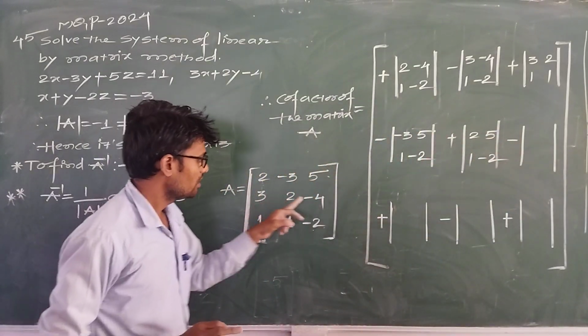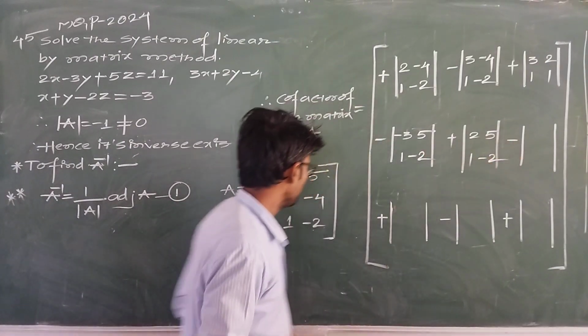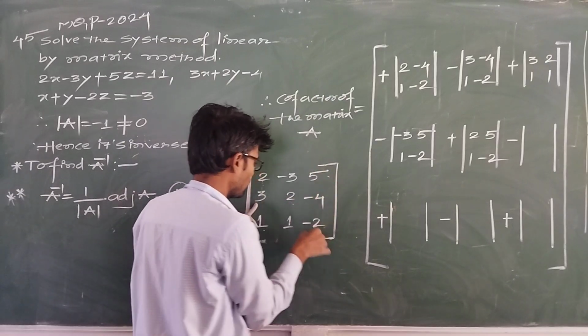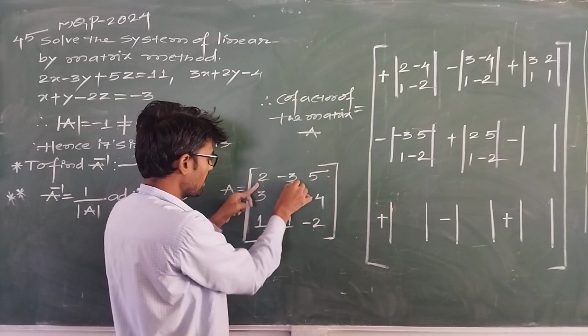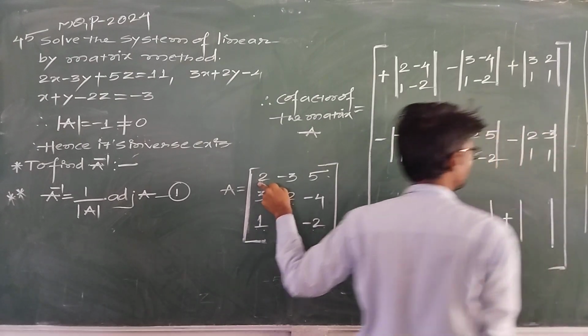Correct value you write. Next you go for the cofactor of minus 4. Already we have a minus symbol here. Next one, you delete this row and this column. So you will get 2 minus 3, 1 1.